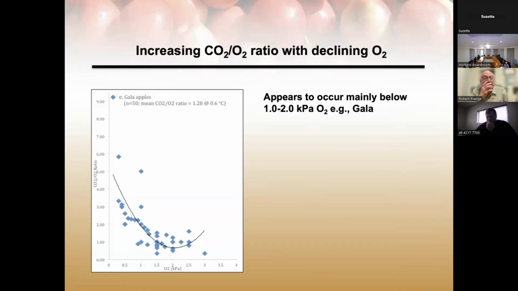And if you look at this slide, way up in the corner here, almost no oxygen is a ratio of over 9. This is from a recommendation in the literature. It's not something measured, but you can see that in ratio terms, fruit become more tolerant to CO2 at very low oxygens. I mean, very low.